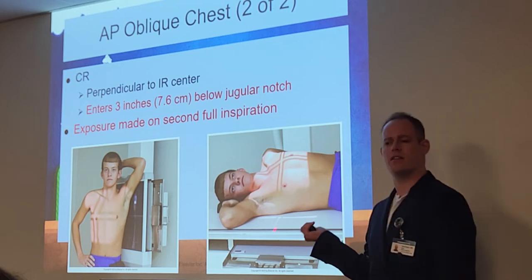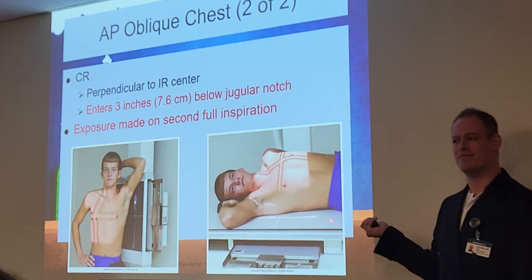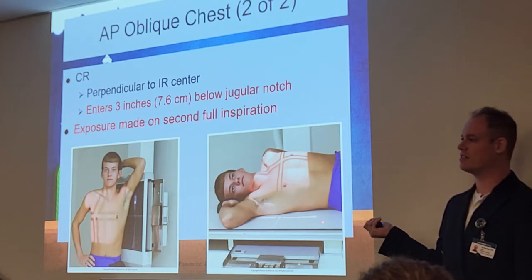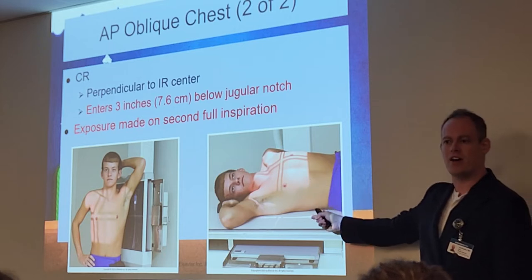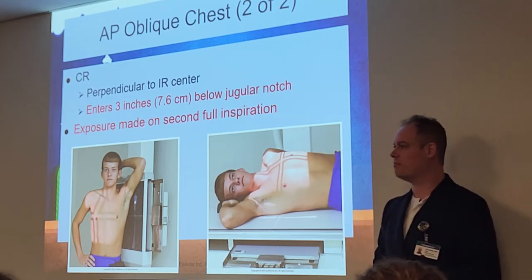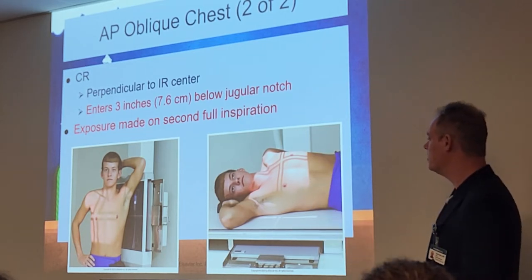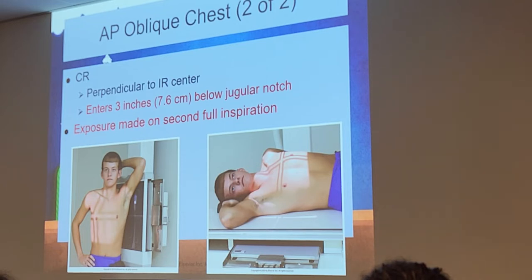What position is he in? Which position is he in on the table here? That's not a decubitus. We're still talking about obliques. RPO. That's an RPO, because the right side's down and the left side's up. RPO, so LPO and RPO. One is standing, and of course, one is recumbent.